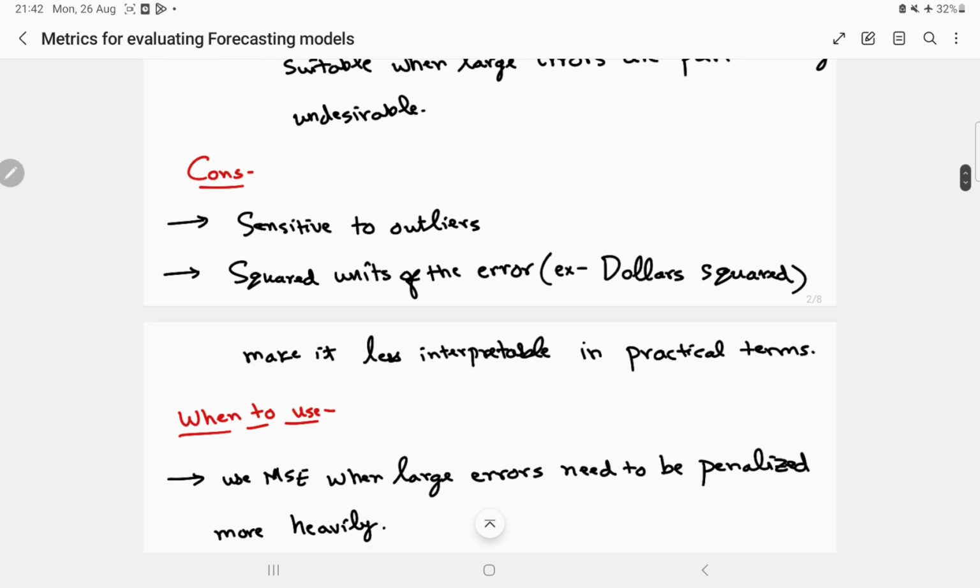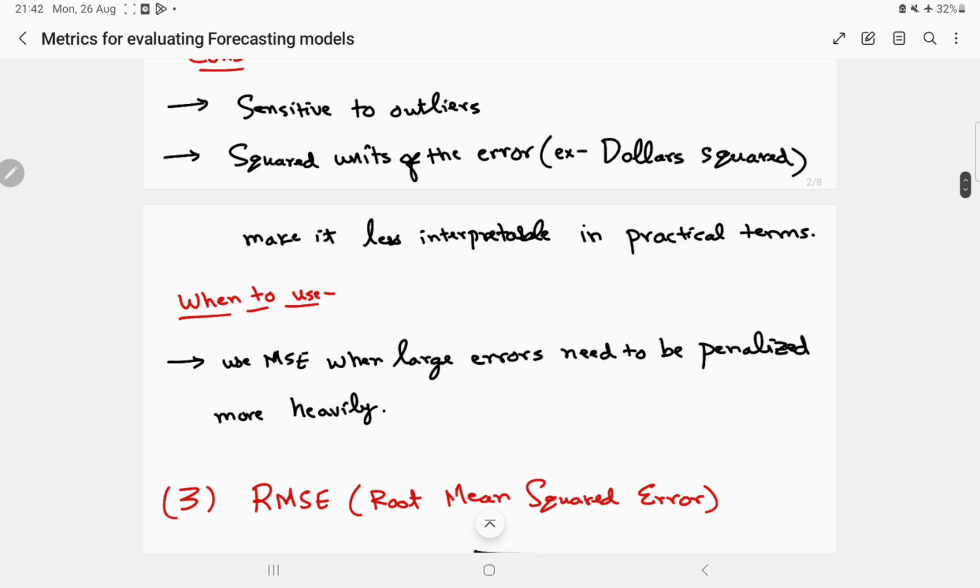When it comes to cons, the first one is it is sensitive to outliers, which can disproportionately affect this particular metric. And the second one is the squared units of the error make it less interpretable in practical terms. So say for example, you are trying to forecast the cost of something, and when the units are dollar squared, that makes it really less interpretable in practical terms, and it makes it harder to explain as well. So these are some of the disadvantages.